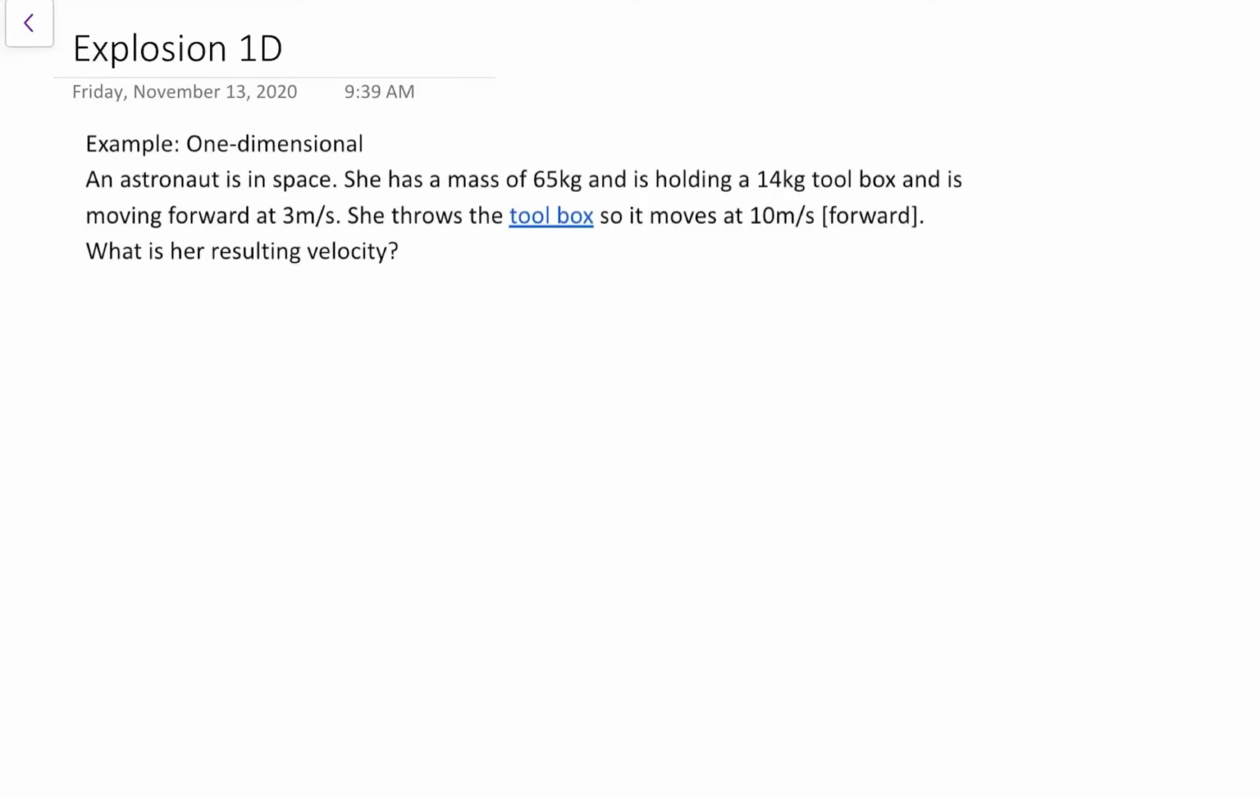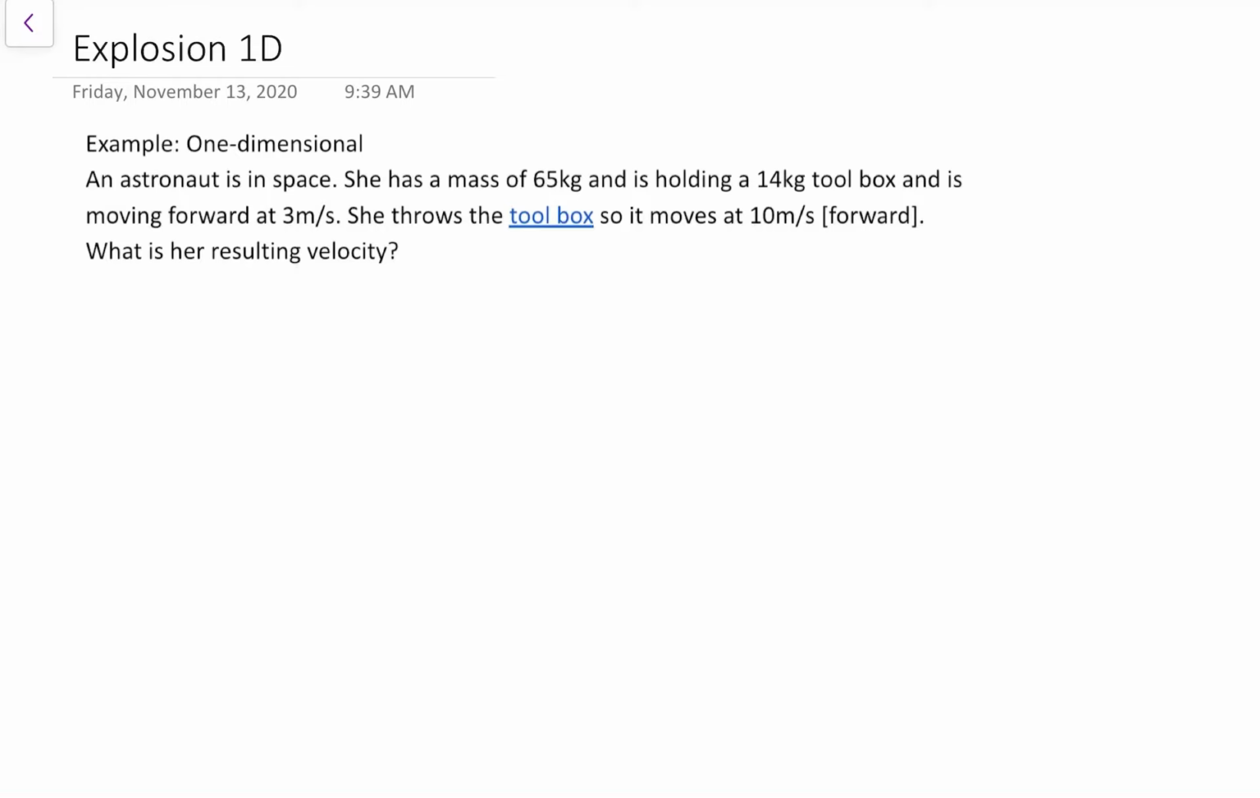Conservation of momentum applies when things go through what I call an explosion, when we have one fairly big object that splits into two or more parts. We'll go through two examples, a one-dimensional one and then another video clip with a two-dimensional one. As always, to help visualize, I'm going to push you to draw a diagram.